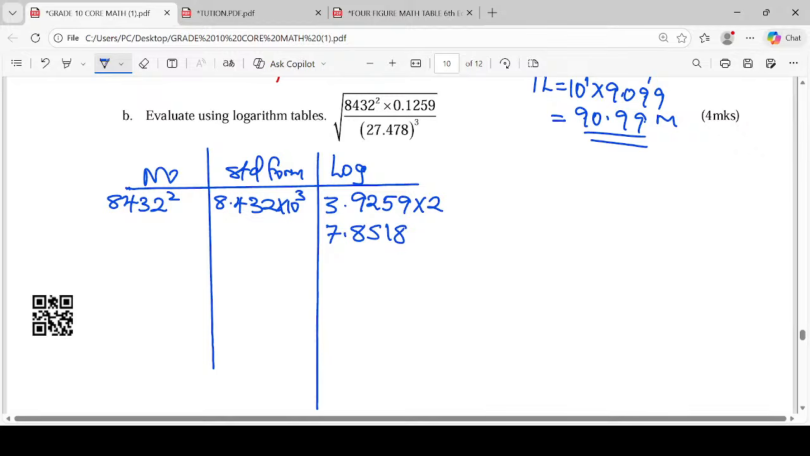We are done with that first number. The next number here, ladies and gentlemen, is 0.1259. In standard form, we have 1.259 times 10 power negative 1. This will be bar 1 point 1.2 then 5. Let's look at it in the table.